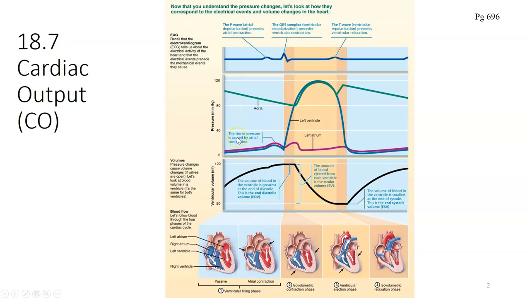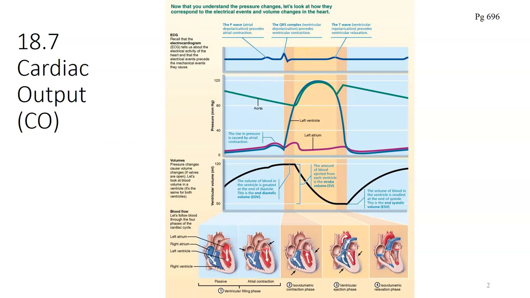This section represents pressure in various chambers of the heart, with the violet representing pressure in the left atrium, the blue representing pressure in the left ventricle, and the green representing pressure in the aorta. And at the top, we see a representation of the stereotypical electrocardiogram, or ECG pattern of the heart.